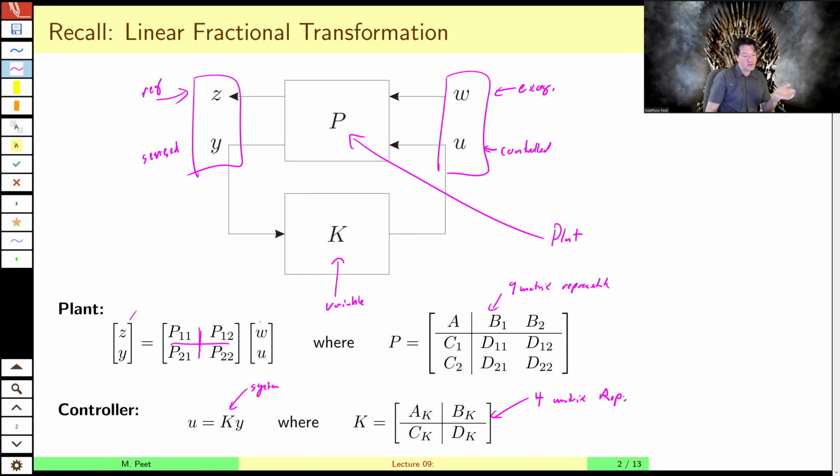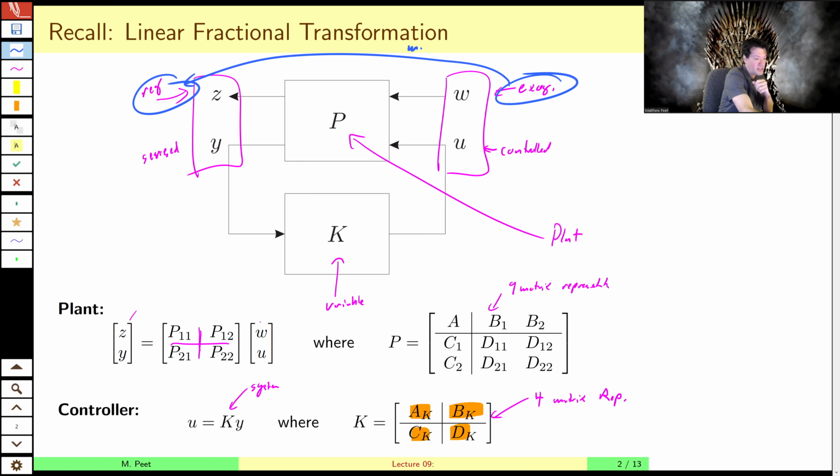Right. So our goal is to choose AK, BK, CK, and DK, such that the closed loop map from the exogenous inputs to the regulated outputs is minimized in the H infinity sense. Minimize the H infinity norm of that closed loop system. And remember, the closed loop system is represented as the lower star product, which is the interconnection of P and K. So that's the full problem, the dynamic output feedback problem.